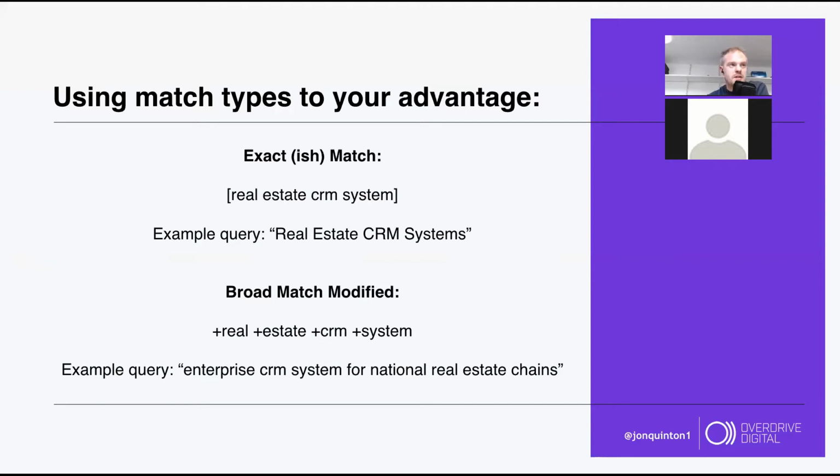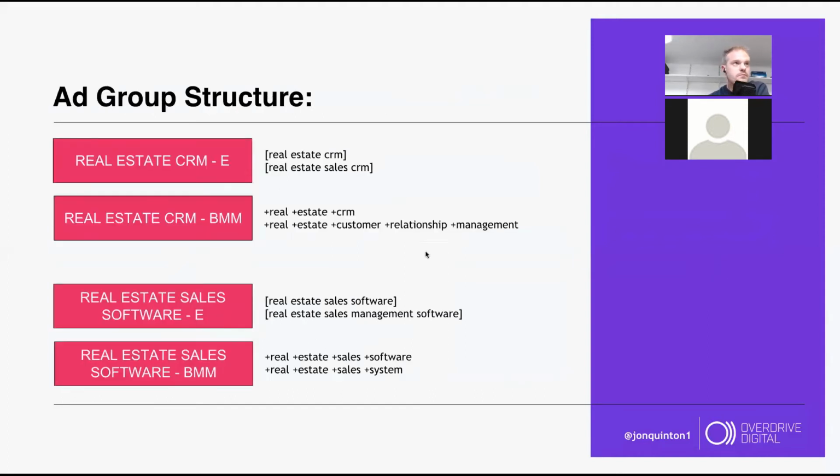Broad match modified, if we have plus real, plus estate, plus CRM, plus system, that's going to trigger your ad for any query that has those 4 words in any order. So it could be enterprise CRM system for national real estate chains. Very, very specific, very long tail. So you can see how we can use the broad match modified for research, and we can use the exact match to make sure we are constantly and consistently present for the keywords that we really care about.